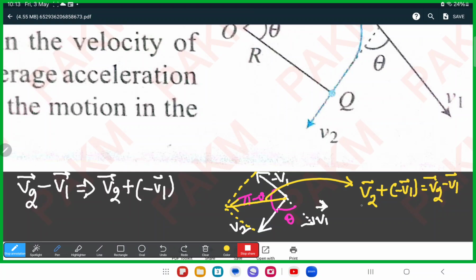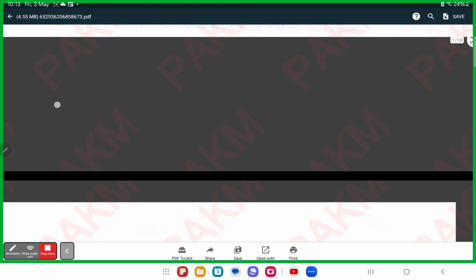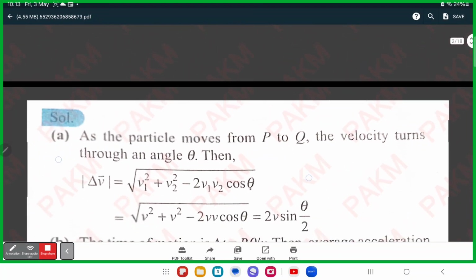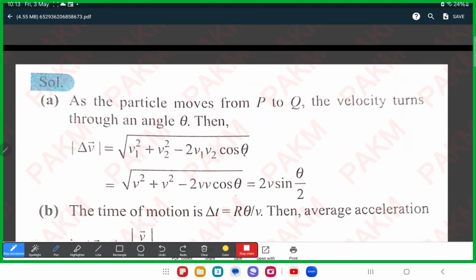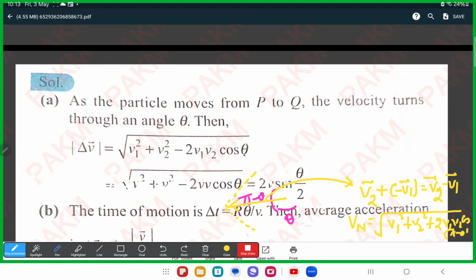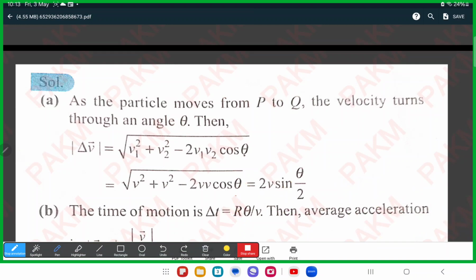I thought for the resultant we will use the basic formula. V resultant is equal to under root v1 square plus v2 square plus 2 v1 v2 cos of the angle between them. Here the angle is cos phi minus theta. So cos phi minus theta we are keeping. So let's quickly see. I thought it is clear to you.